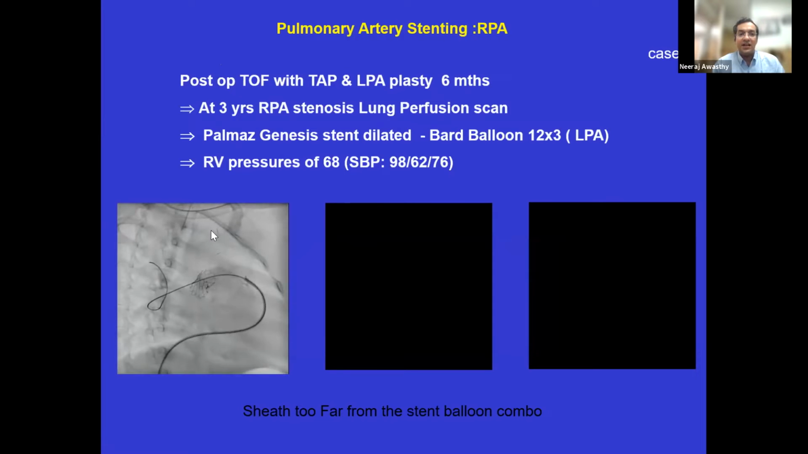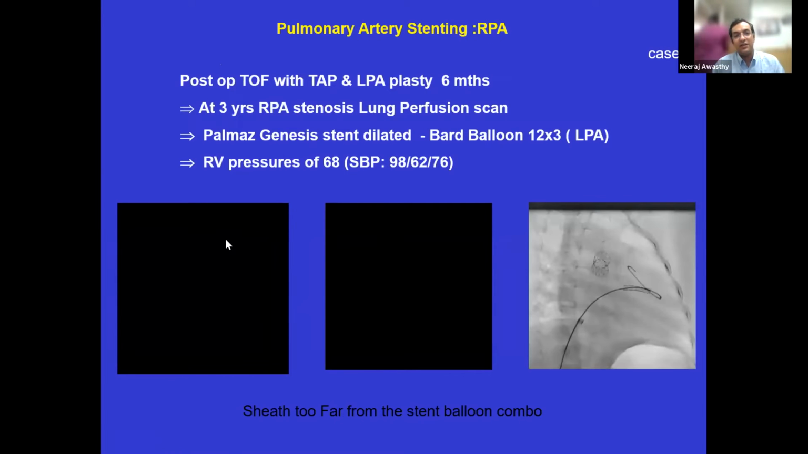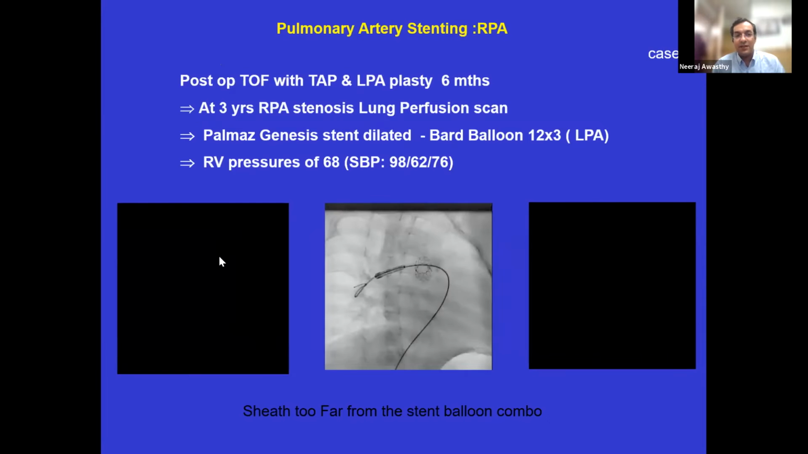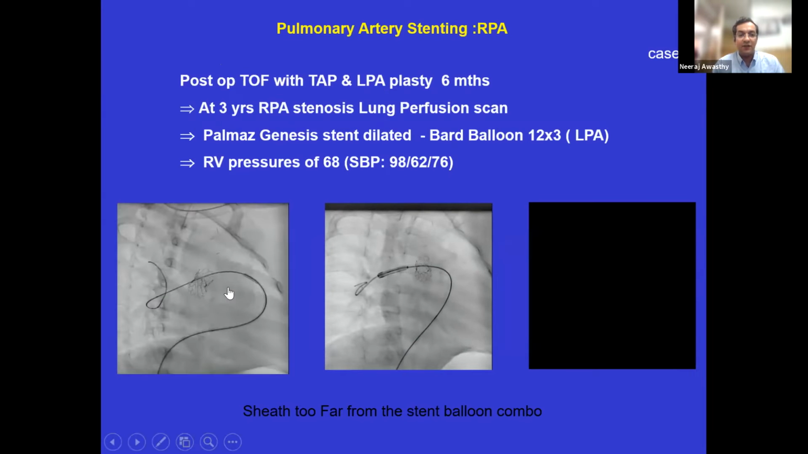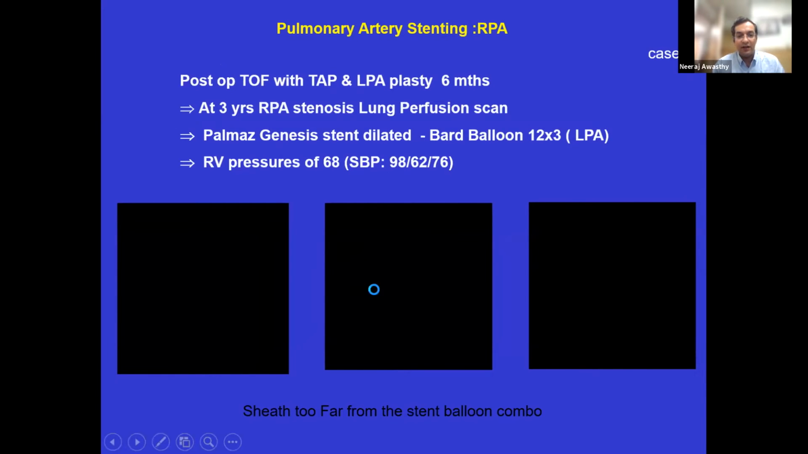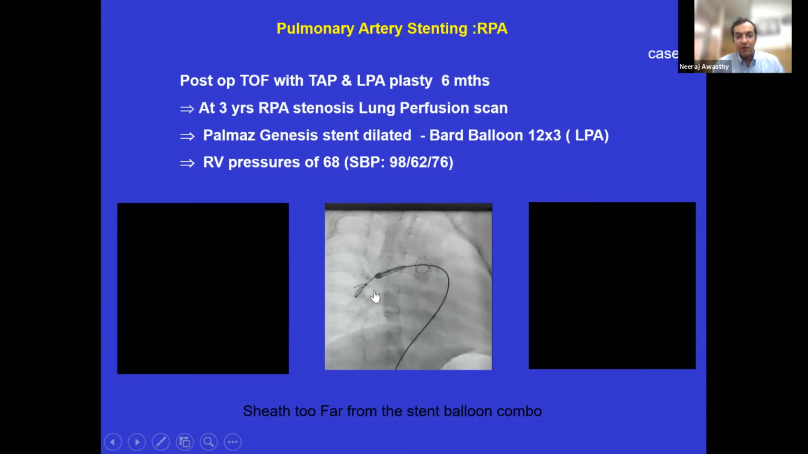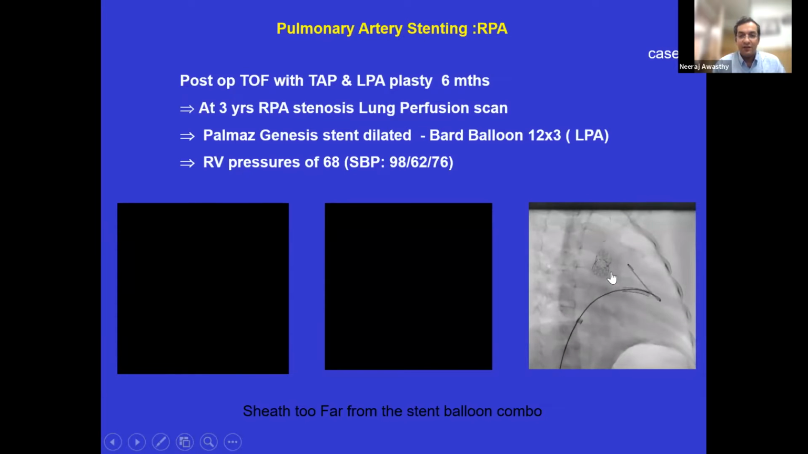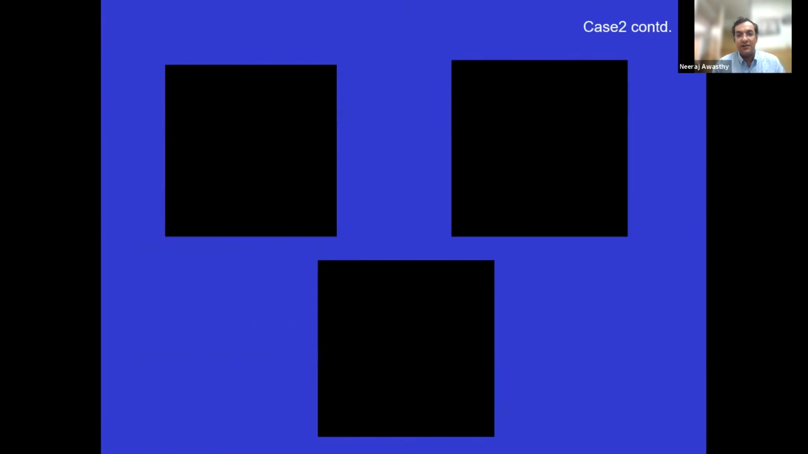Look at another case, a post-op case of tetralogy with a transannular patch and an LPA plasty done at 6 months of age. At 3 years, RPA stenosis, a definite indication. It's one of the old angiograms, and I was doing it with my mentor, Dr. Radhakrishnan. While we were doing it, the sheath was too far, and as another stent is being placed, so we have already placed one stent, but as the sheath is placed, the stent has actually got embolized.